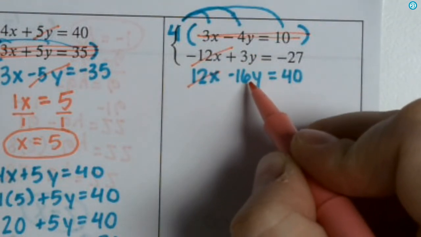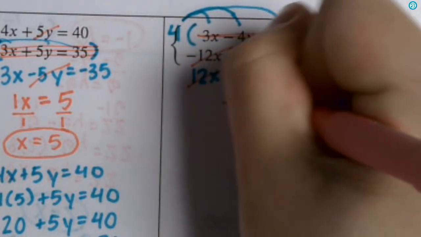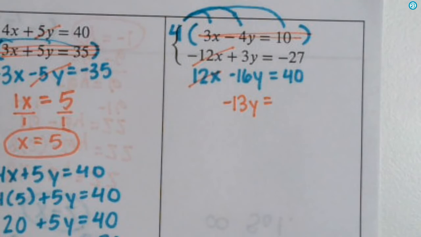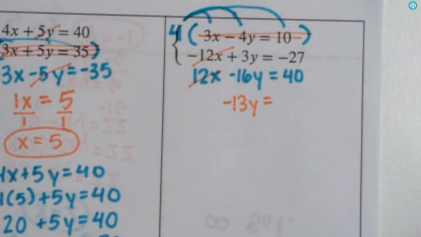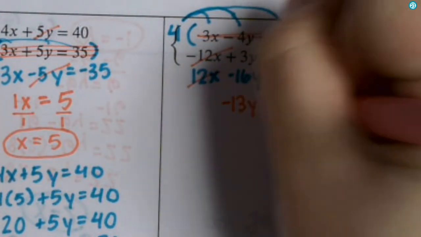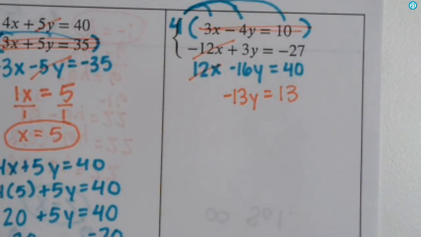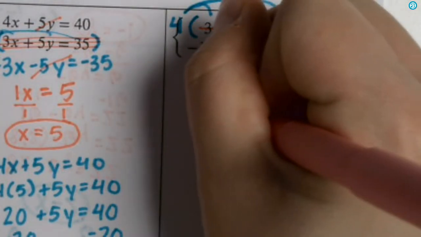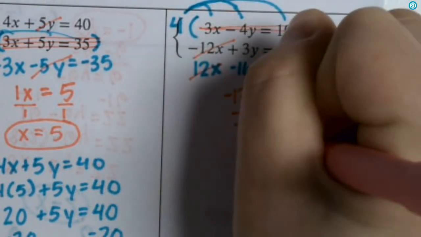3y minus 16y. 3 minus 16 is negative 13. We've got negative 13y. And then negative 27 plus 40 is positive 13. I just thought about doing 40 minus 27 instead. I can keep solving from there. So I'll divide both sides by negative 13. And I'll get that y equals negative 1.